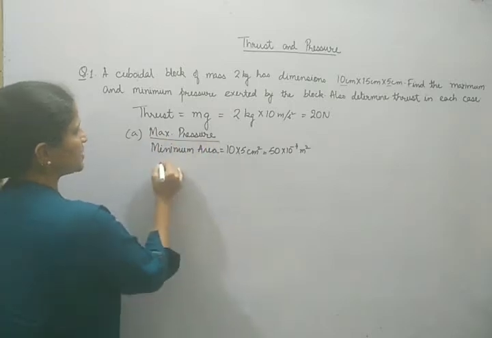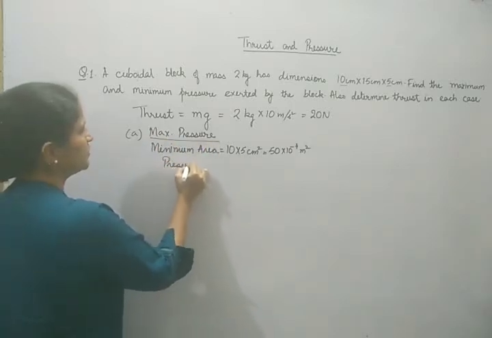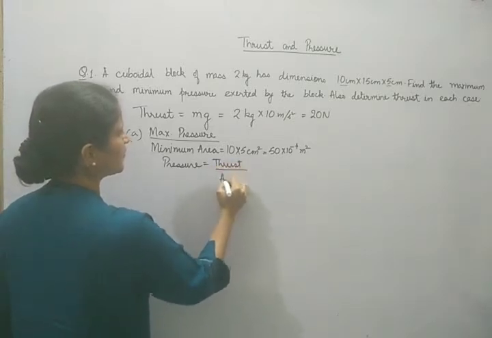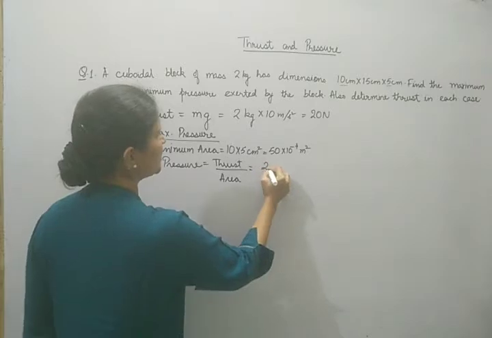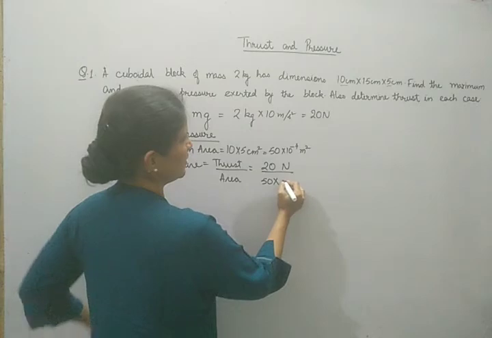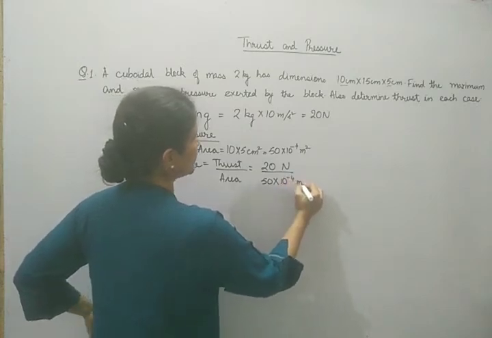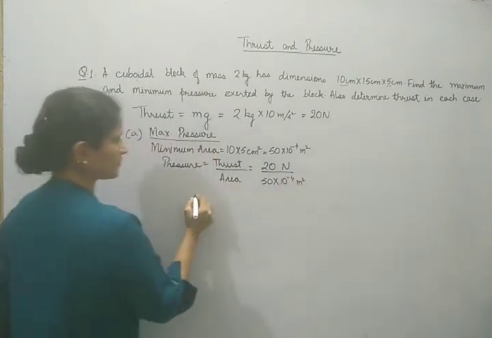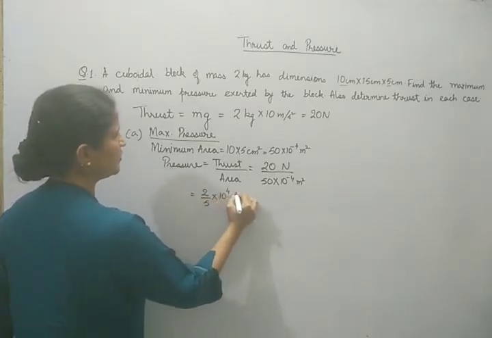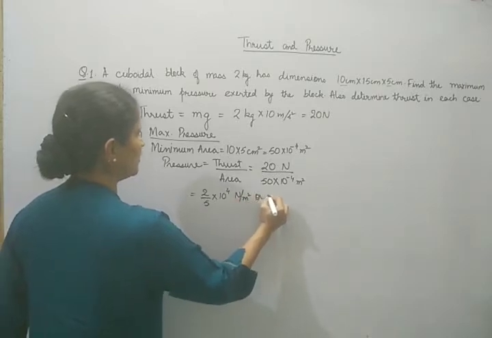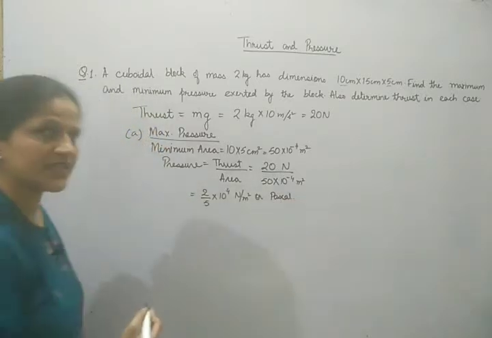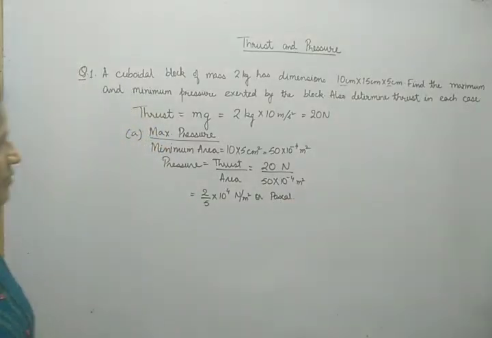So for maximum pressure, pressure will be equal to thrust upon area. Thrust here is 20 Newton and the area is 50 multiplied by 10 raised to the power minus 4 meter square, which gives us 2 by 5 multiplied by 10 raised to the power 4 Newton per meter square or pascals. The unit of Newton per meter square can also be written as pascals. So this is the condition of maximum pressure.